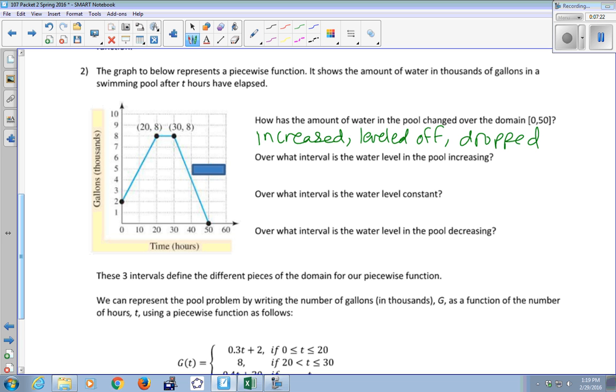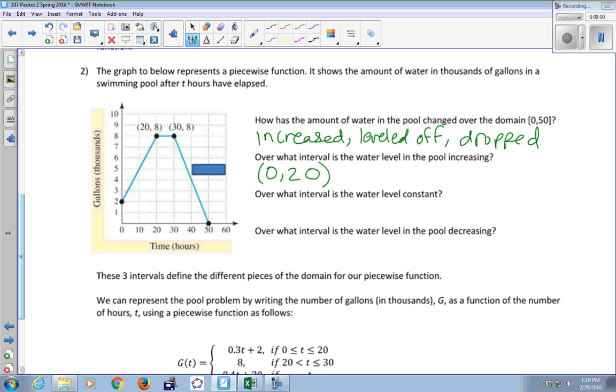Good. So over what interval was the water increasing? 0 to 20, right? Remember when I ask over what interval, I'm asking about the horizontal inputs, in this case, time. So we would say from 0 to 20. And remember from last class that when you explain when something is increasing or decreasing, you don't include the endpoints, because at those endpoints, we say it's neither increasing or decreasing.